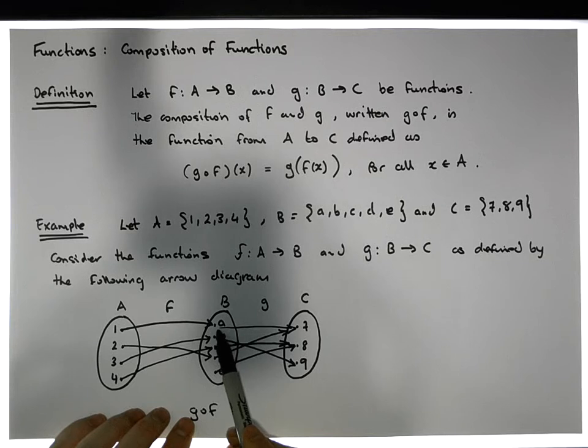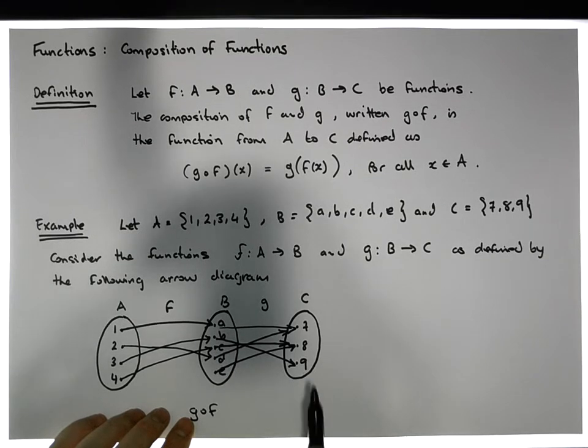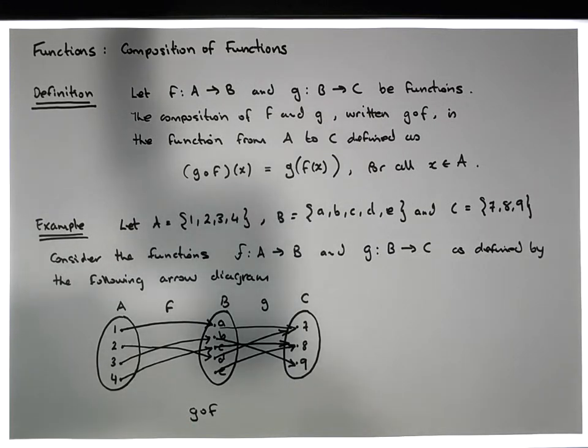With respect to G, is G a function? Well, you can see that every value in B is mapped to a value in C, and also we don't have a situation where two arrows leave a single value in B going to different values in C. So we don't have that situation, so G is also a function, okay?